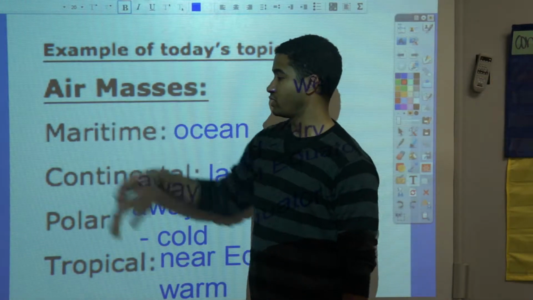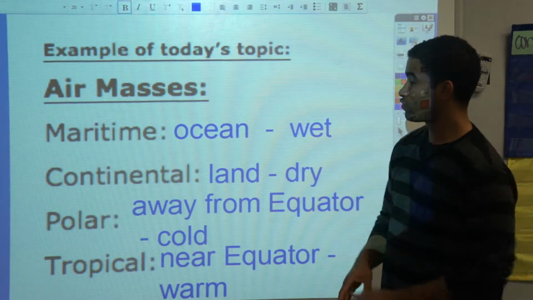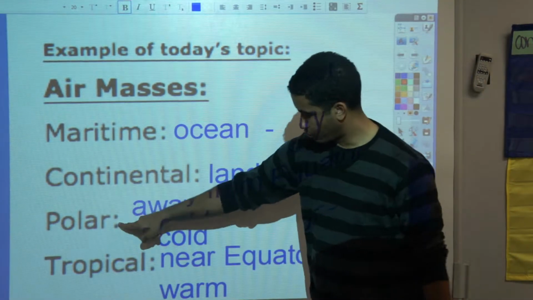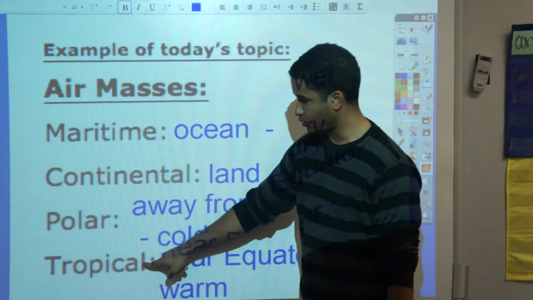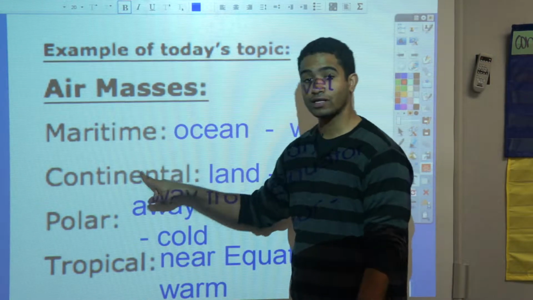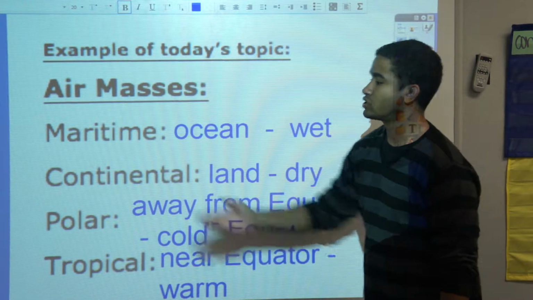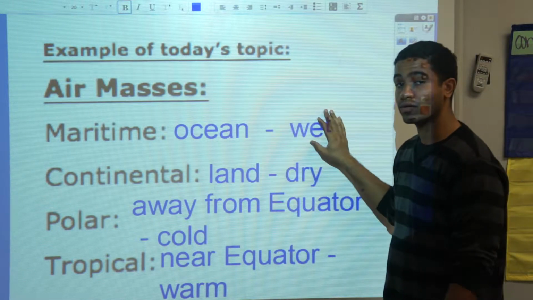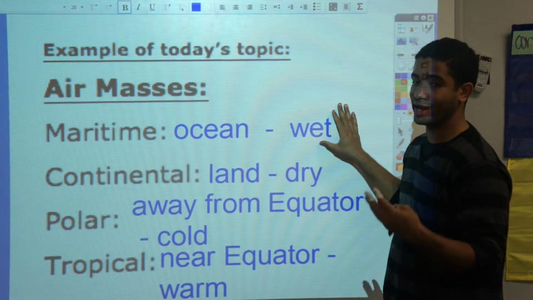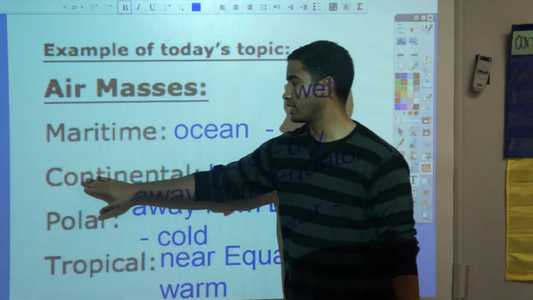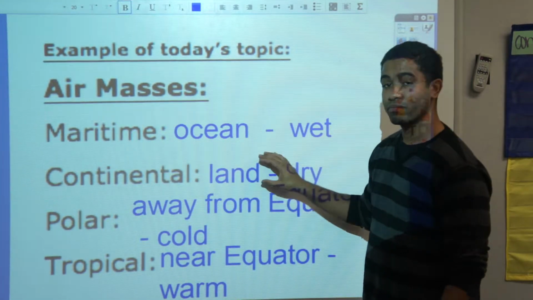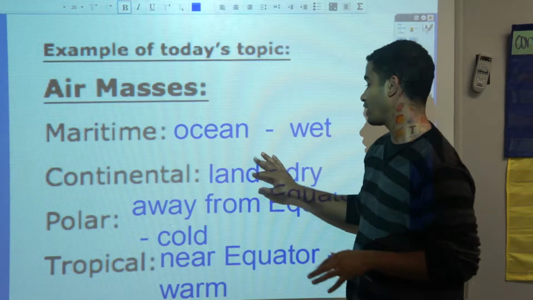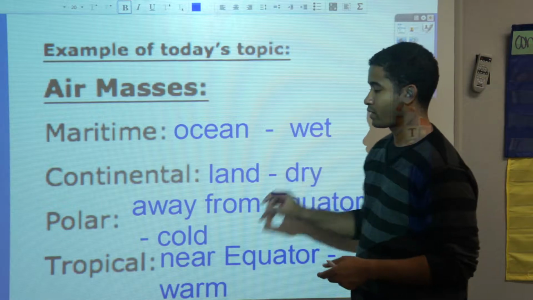Air masses. There are 4 types of air masses: maritime polar, maritime tropical, continental polar, and continental tropical. Maritime means ocean. Maritime means that the air has moisture in it, the air is wet. Continental air masses means that it formed over land, the air started over land, and that the air is dry.